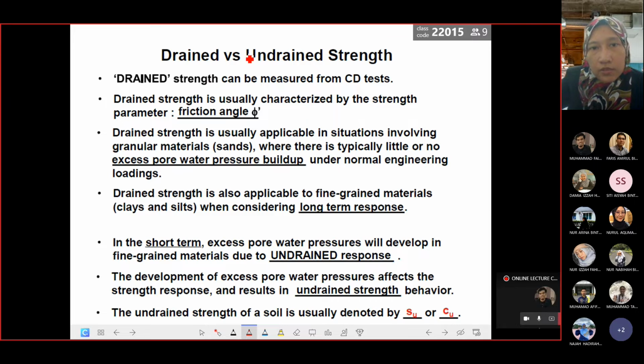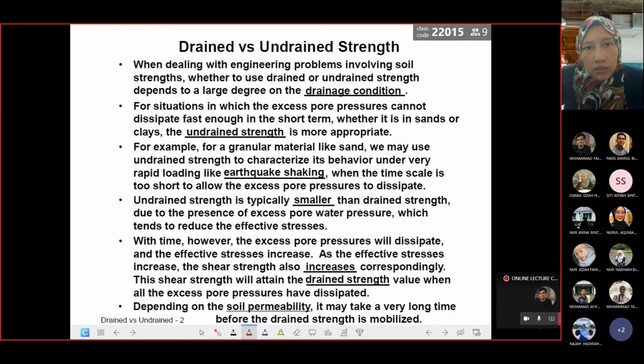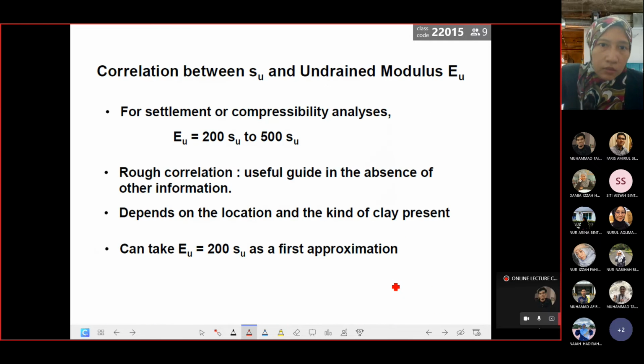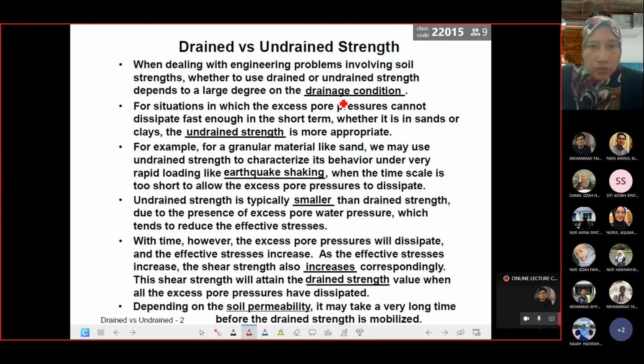Okay, what are the differences, drain versus undrained? Okay, yang ni I think dia just refresh balik lah apa yang kita dapat daripada previous experimental ataupun previous topic, just to refresh again. Dalam engineering, you need to take concerns between drain and undrained condition. The part is that the drainage, sama ada dia ada develop pore water pressure ataupun dia tak develop the pore water pressure. For which situation the excess pore water pressure cannot dissipate fast enough in the short term, whether it is sand or clay, so that is the undrained strength.